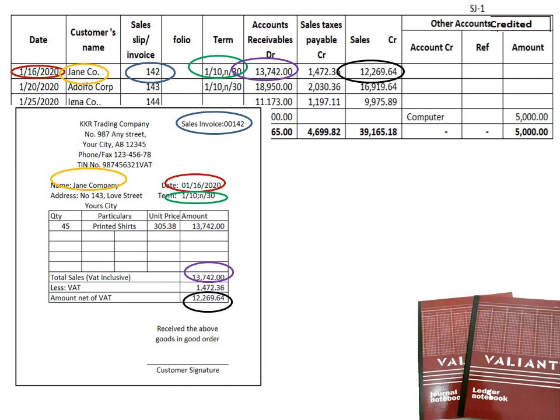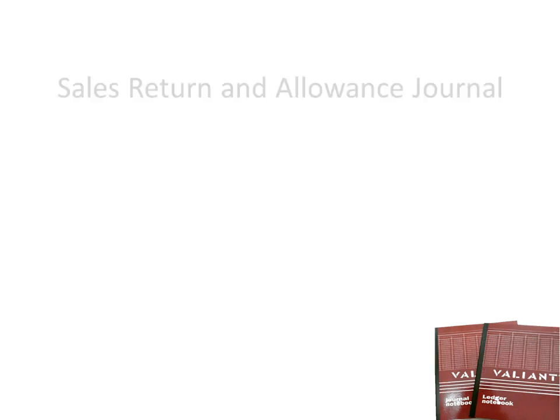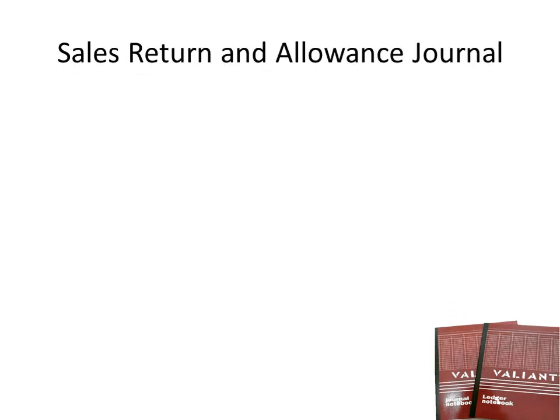Then you have now your sales and then the tax payable. Okay, so this is what is for the government. Or if we have input tax, we can deduct that as our input tax, and then the other one would now be output tax. So what is now sales return and allowance?